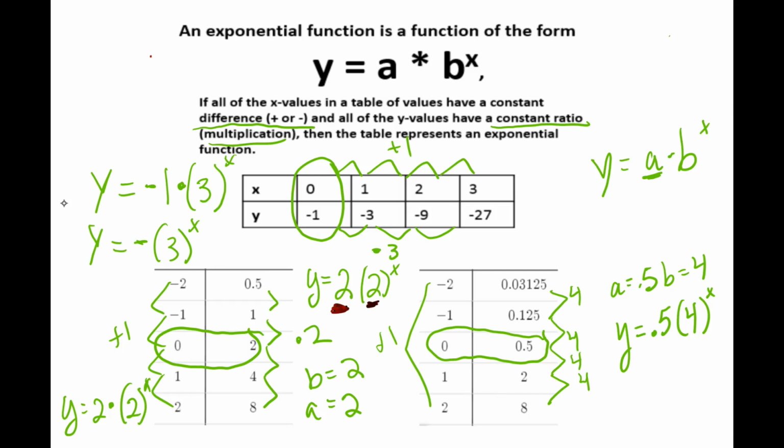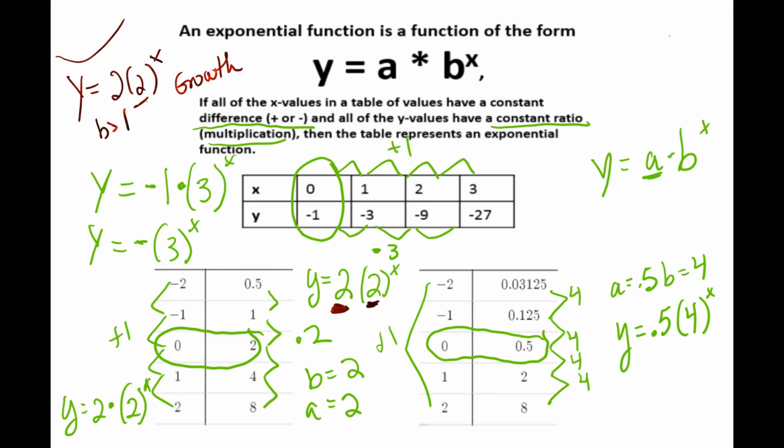I'll write this equation over here on the right. Because B is greater than 1, this is growth. All right? Because B is greater than 1, this would be a growth. So it'll come up like this.